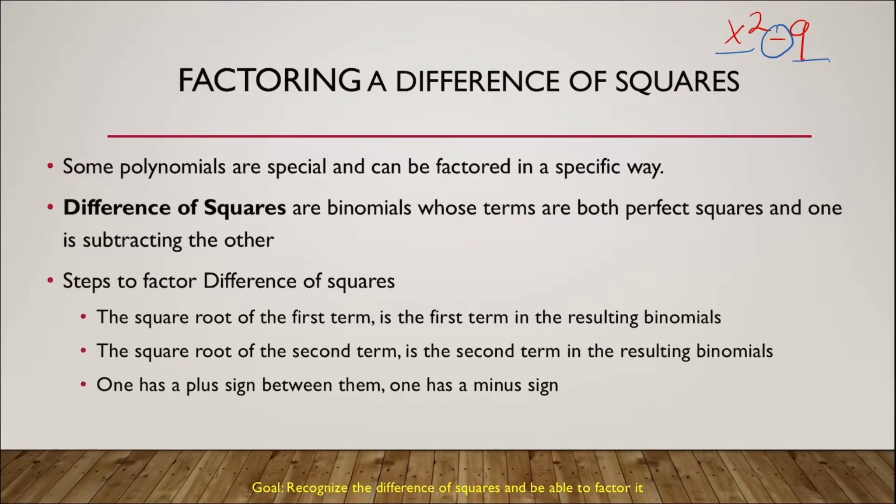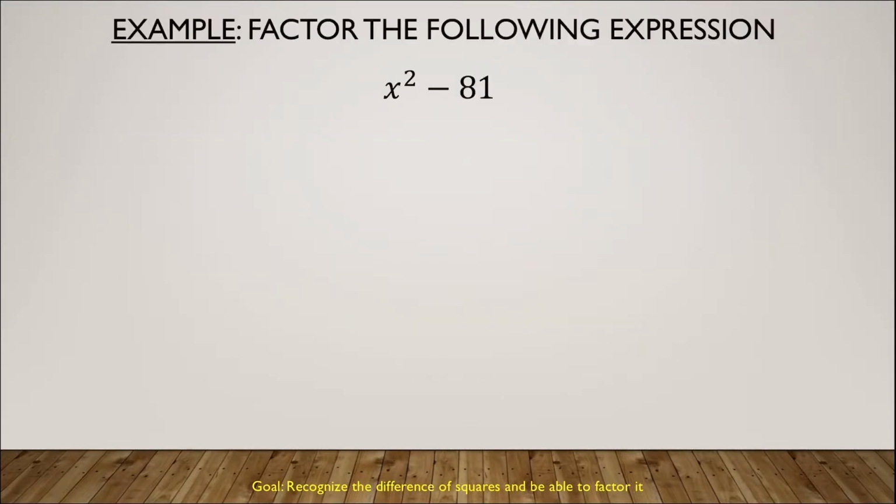Here are my steps to factor a difference of squares. One, the square root of the first term is the first term in the resulting binomial. Remember, we're factoring it, so we're trying to get it to look like this. Then the second step: the square root of the second term is going to be the second term in the resulting binomials. And lastly, one is going to have a plus sign and one is going to have a minus sign. So I'd have a plus and a minus, and it doesn't matter which one's which. Let's look at how this goes.